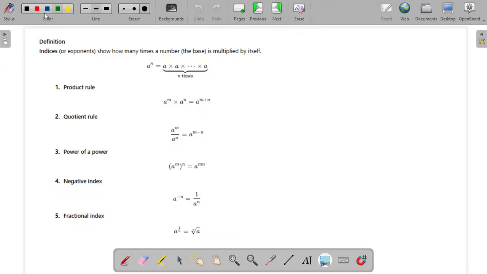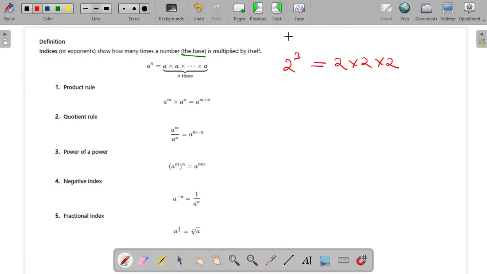Okay, so what comes to mind when you think about indices? You see here it says indices or exponents show how many times a number, which is the base, is multiplied by what? By itself. So if you have, let's say, 2 to the power 3, what is 2 to the power 3? 2 to the power 3 is just 2 by 2 by 2, like that.